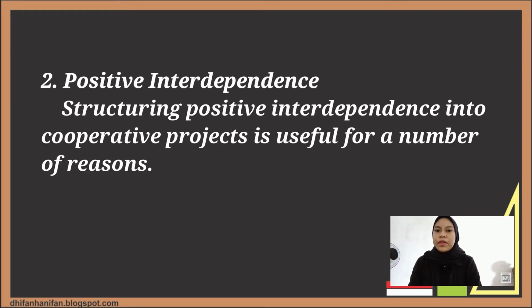The second point is positive interdependence. Structuring positive interdependence into a cooperative project is useful for a number of reasons. When students work together on a project, and the success of one contributes to the success of all, a positive climate is created. Positive interdependence fosters helping, encouraging, and tutoring. There are a number of ways to promote positive interdependence in project work.